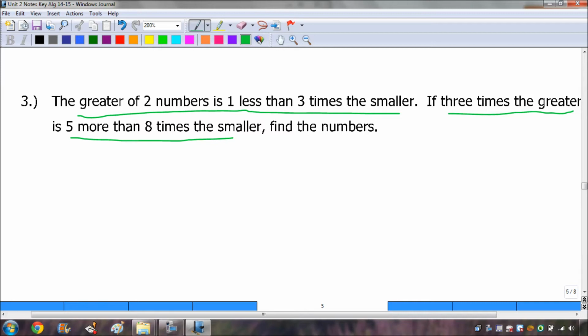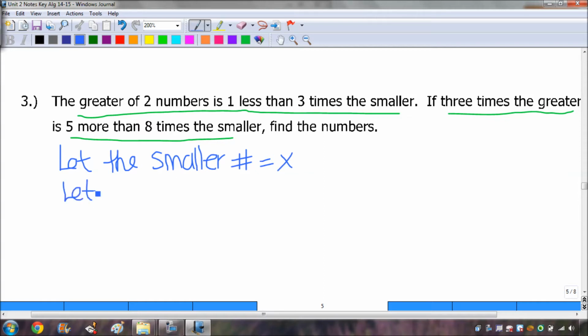So step 4 is to write my let statements, but I have to ask myself, how many things do I not know in this problem? Well, I don't know the smaller number and I don't know the larger number. The greater number is 1 less than 3 times the smaller. I don't know the larger, but this greater number is based on the smaller number, which means that my first let statement is on the smaller number. So I'm going to say let the smaller number equal x.